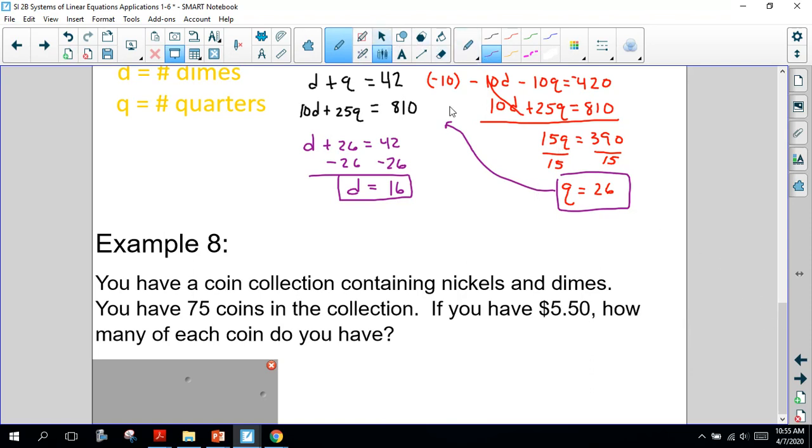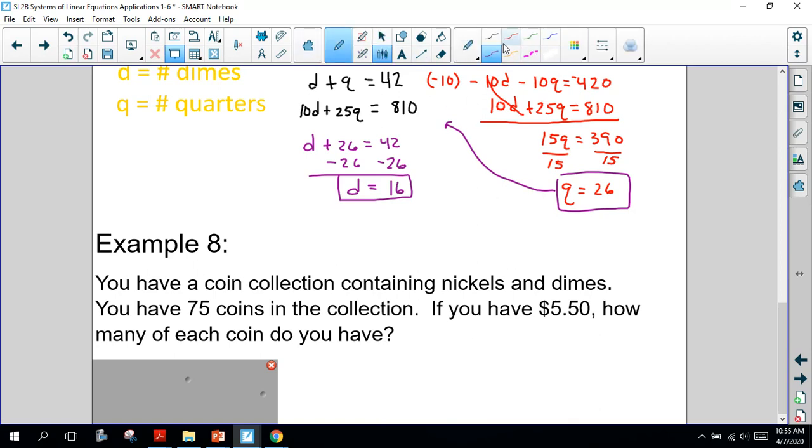And let's see if we can find and create a little more room here to write. You have a coin collection containing, this time, nickels and dimes. You have 75 coins in the collection. You have $5.50. How many of each coin do you have?